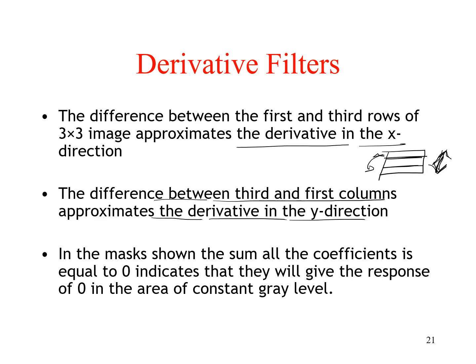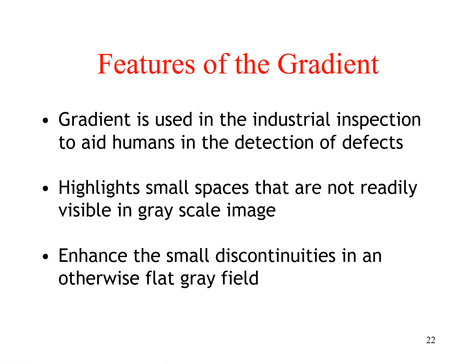So in the masks shown, the sum of all coefficients is equal to 0. It indicates that they will give a response of 0 in the area of constant gray level. So this is also a high pass filter only, right? First order derivative. So whatever is applicable to the high pass filter masks is applicable here also. Gradient is used in industrial inspection to aid humans in the detection of defects, highlight small spots that are not readily visible in the grayscale image, and enhance small discontinuities in an otherwise flat gray field.